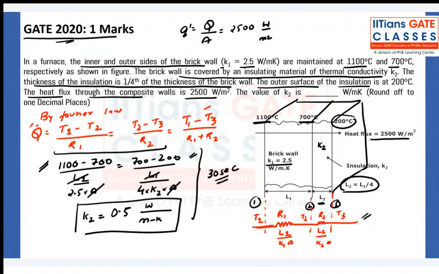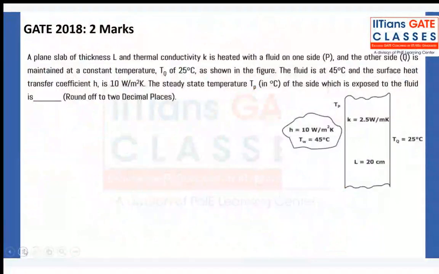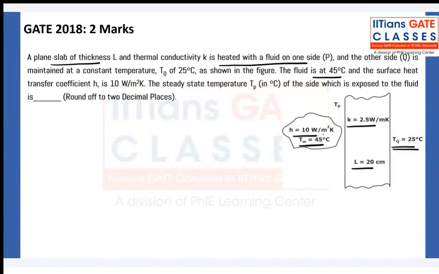Next question. Okay, tell me this. Now a plain slab of thickness L and thermal conductivity K. K is 2.5 and L is 20. It is heated with a fluid on one side, and on the other side the temperature is maintained at 25 degrees Celsius. The fluid that is heating the slab is at 45 degrees Celsius, and the surface heat transfer coefficient H is 10 watt per meter square Kelvin. I need to find out the steady state temperature TP, which is exposed to the fluid.